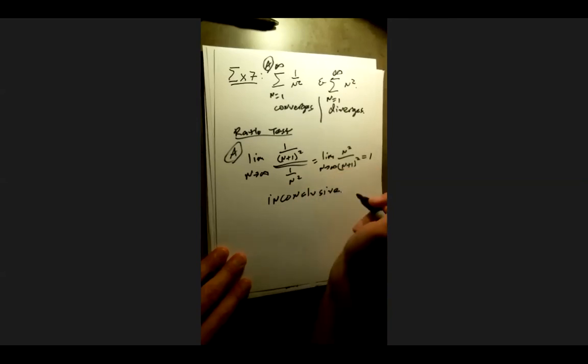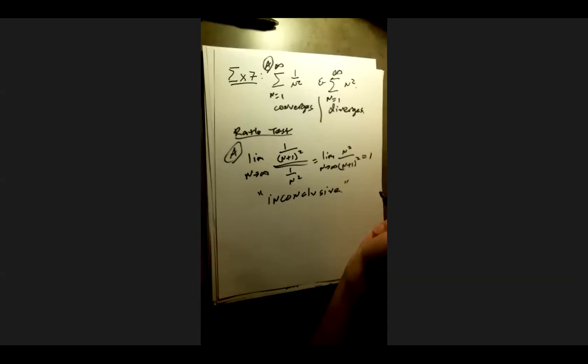Do people know what the word inconclusive means? Can somebody make sure they define that? Reach the conclusion? There's no answer? It's like up in the air? Yeah, it's still up in the air. We don't have an answer. There is no conclusion. It could converge, it could diverge.